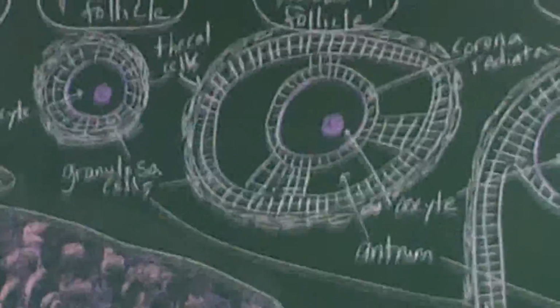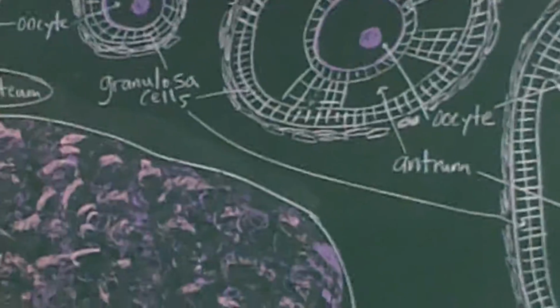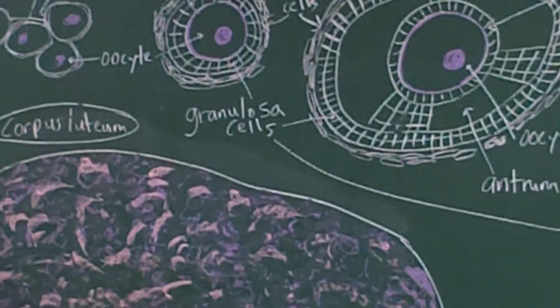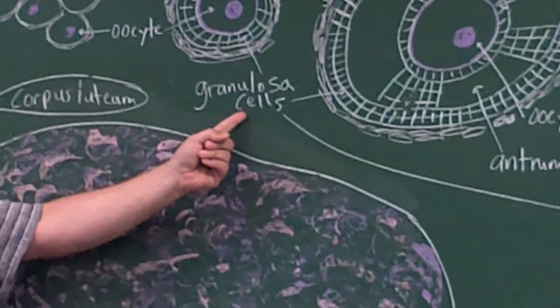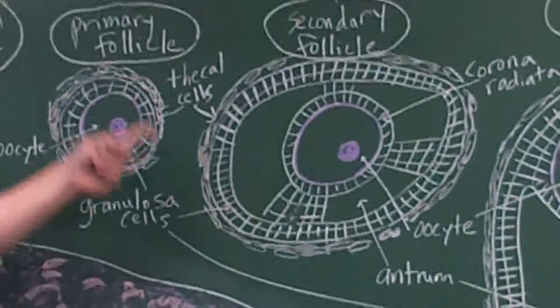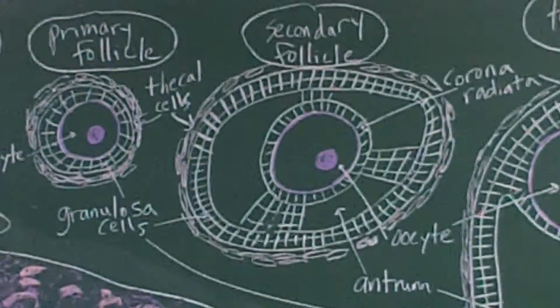You can see distinct layers. Again, kind of a cuboidal shape to them. Outside of those, though, are thecal cells, which are much more disorganized. They kind of are random in their shape and look all over the place. So again, we're going to find granulosa cells and thecal cells that are basically surrounding the oocyte in a primary follicle.